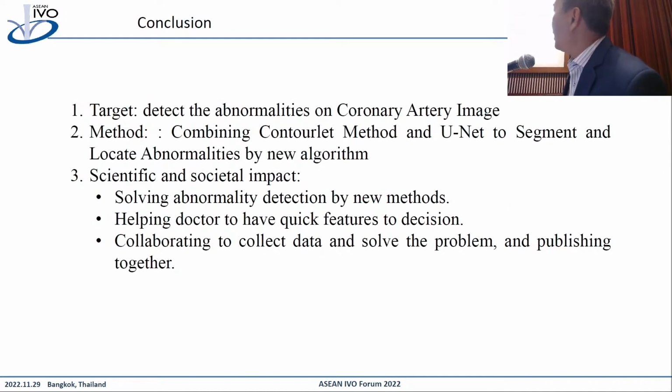So this is the target: to detect the abnormality in coronary artery images. The method we use is Contourlet combined with U-Net, and we design a new algorithm to detect. The third is the scientific and society impact. So this is the problem, and how doctors and cooperation in Asia can help.